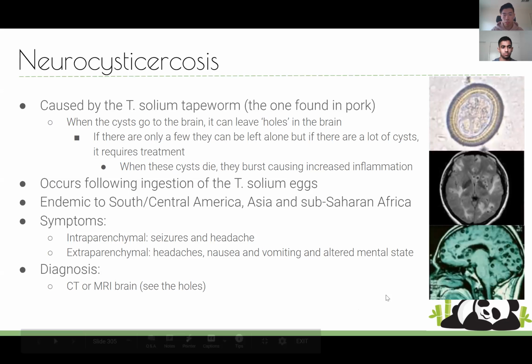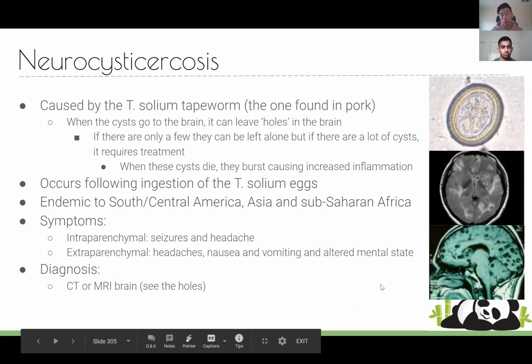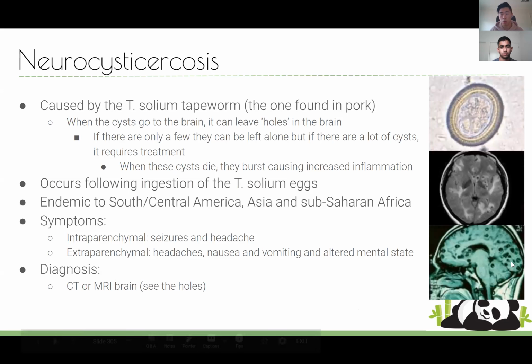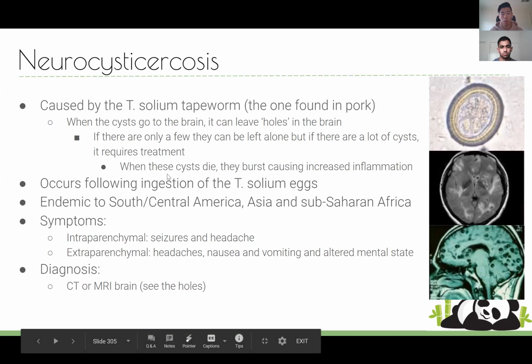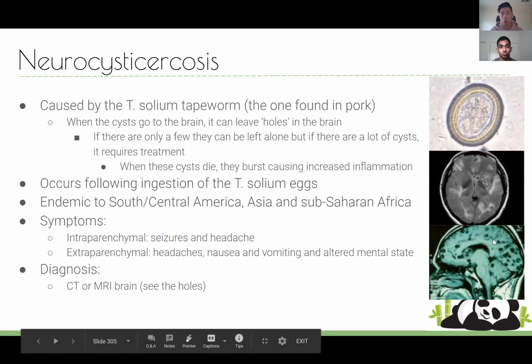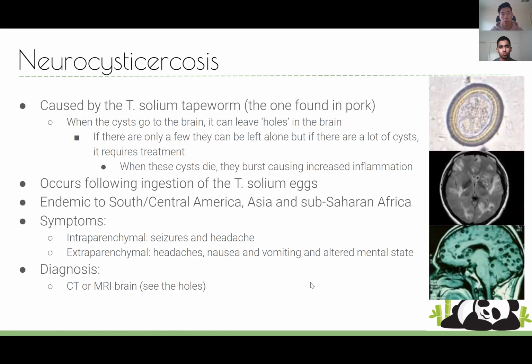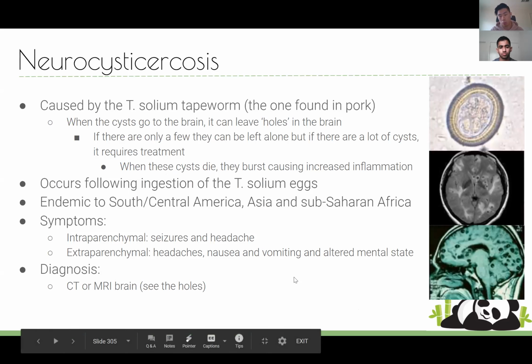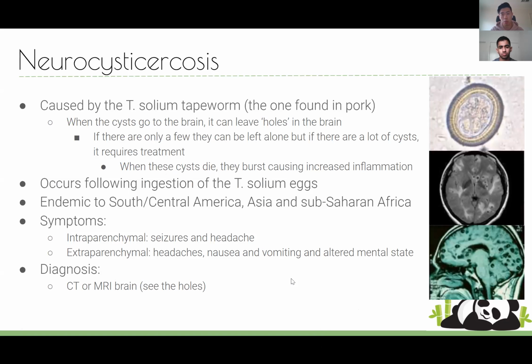And then neurocysticercosis. This is caused by a tapeworm. I think the most classical thing is these holes in the brain, which is a bit creepy looking, but it's a thing. These are caused by cysts, and when a cyst, I guess, bursts and dies, it causes inflammation, which causes these holes. These can cause seizures and headaches, but I really don't expect them to ask you anything about these, but they are possible, I guess.